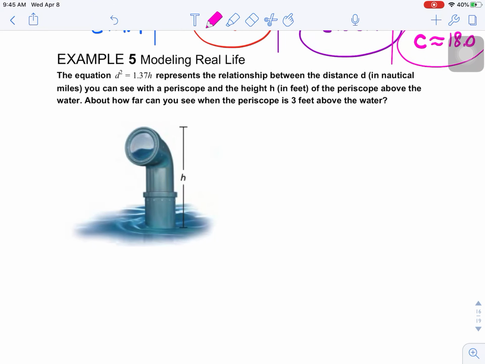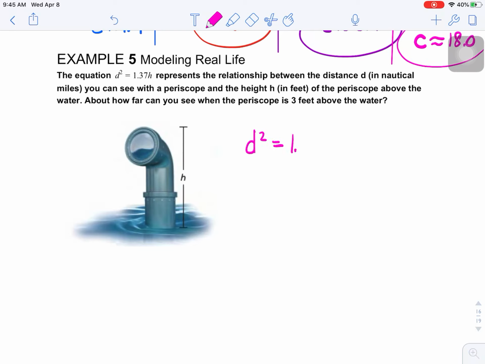All right. Example 5 gives us the equation d squared equals 1.37h. It represents the relationship between the distance d in nautical miles you can see with the periscope, and h, the height in feet of the periscope above the water. About how far can you see when the periscope is 3 feet above the water?